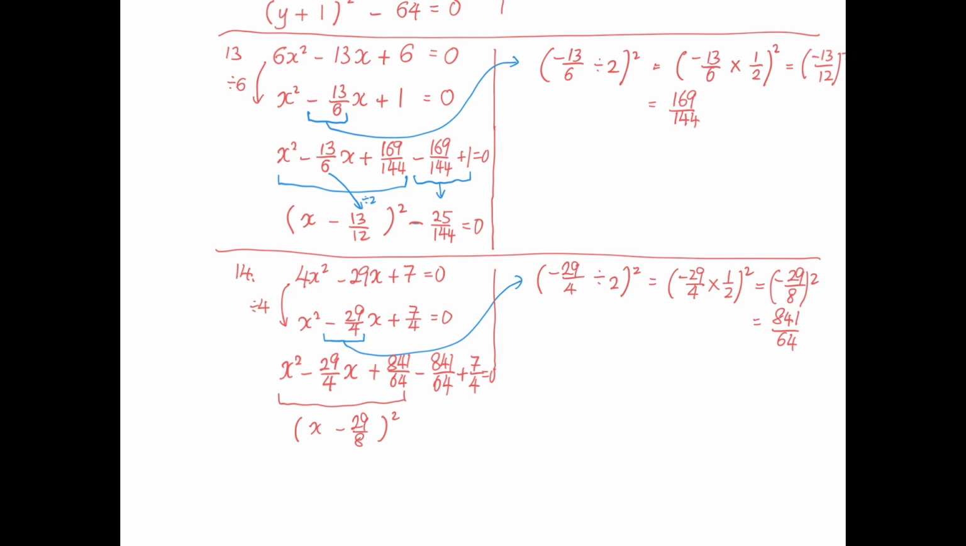So for the last two terms, we press the calculator: minus 841 over 64 plus 7 over 4. So we get minus 729 over 64 equal to 0.